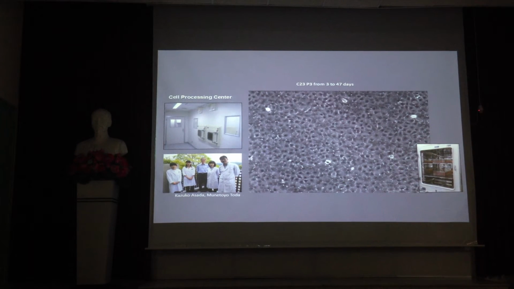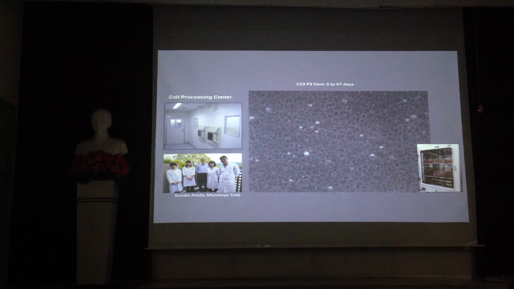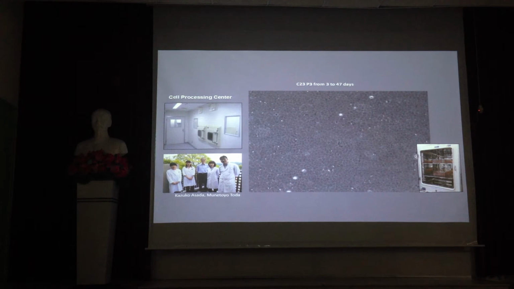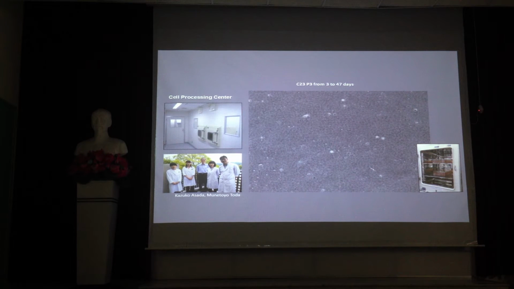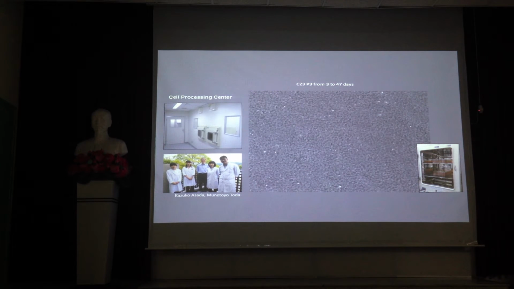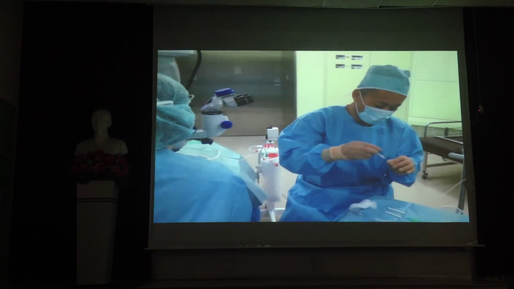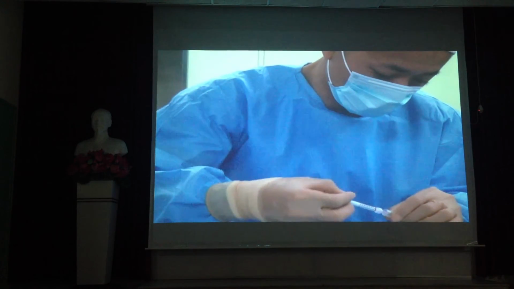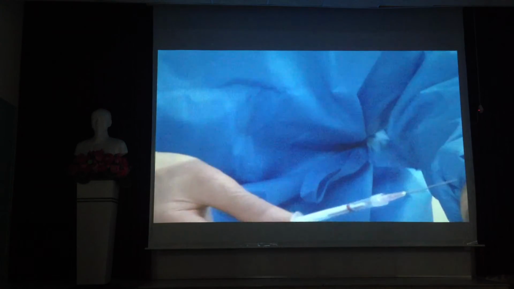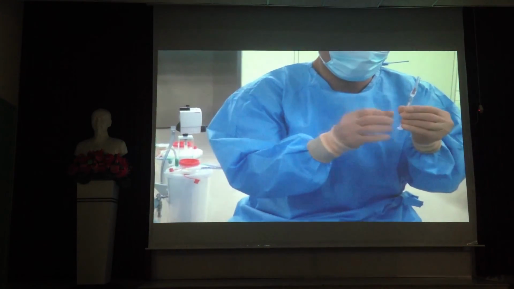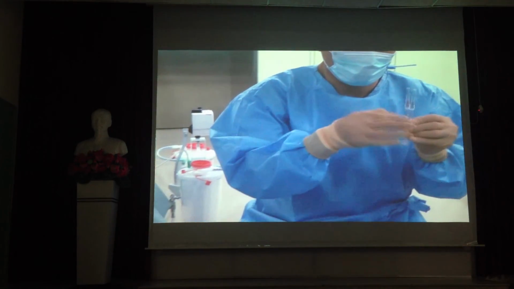So this is the human corneal endothelial cell, at 3 days, and then up to 47 days or so. It takes some time to culture the corneal endothelial cells. And eventually, when we have these endothelial cells, we inject them into the anterior chamber, and I'd like to show you. We've done about 30 cases so far. This is 300 microliters of the solution. It's supposed to contain the cultivated corneal endothelial cells.